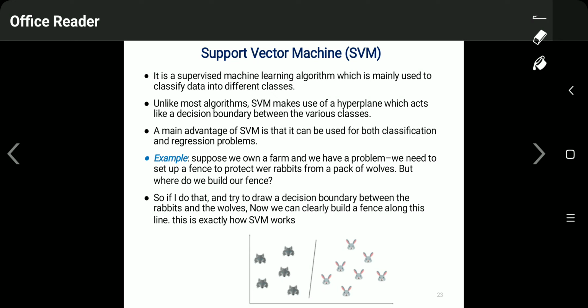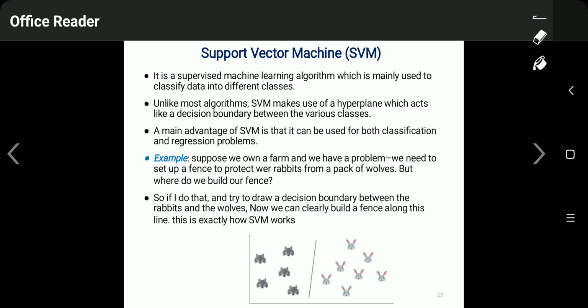So in the previous lecture we discussed the linear regression method, logistic regression method, naive Bayes classifier, the k-nearest neighbor classifier and also decision tree. So today we will discuss support vector machine, self organization map, artificial neural network and other machine learning algorithms.